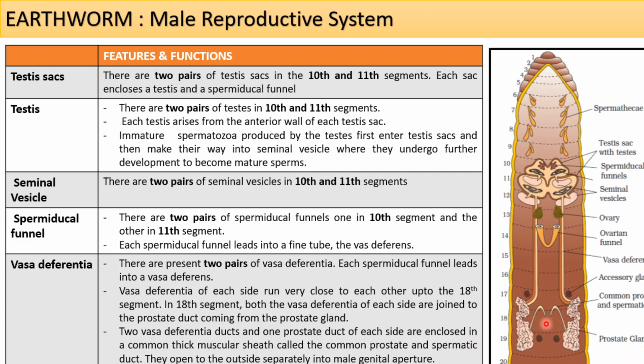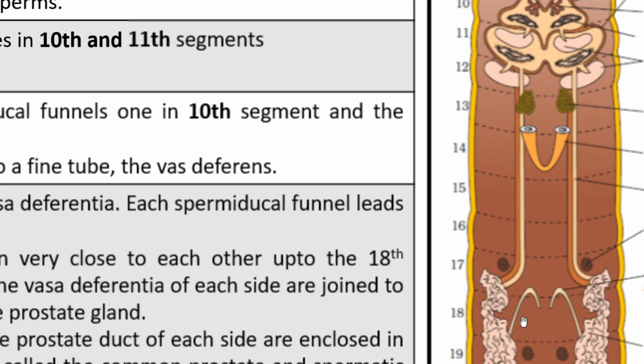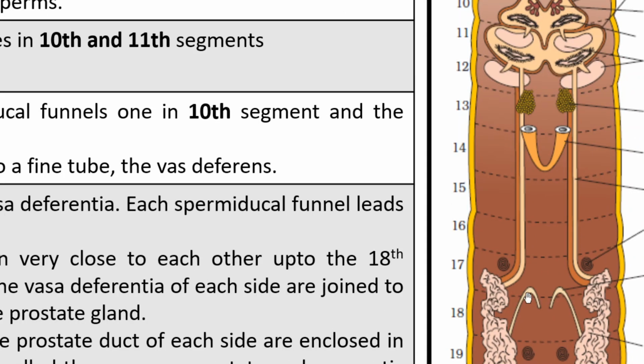Can you see this common duct? ये duct जो दिख रहा है आपको, ये common duct है और ये कहाँ open up हो रहा है? 18th. That's why male genital aperture is in the 18th segment. Pair, ये एक, ये दो, pair of them.